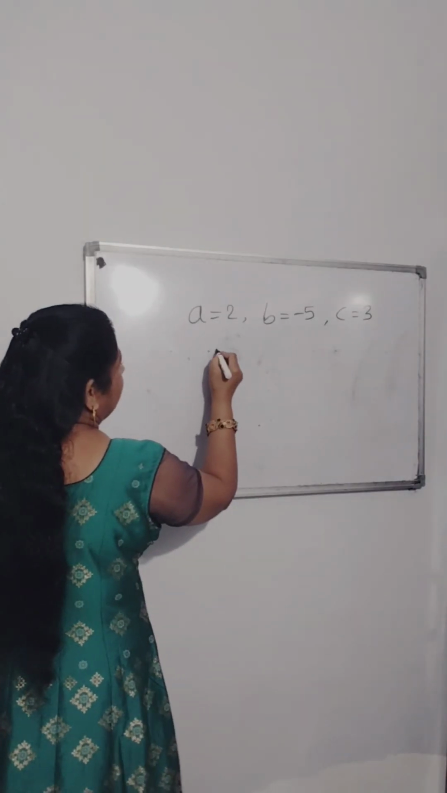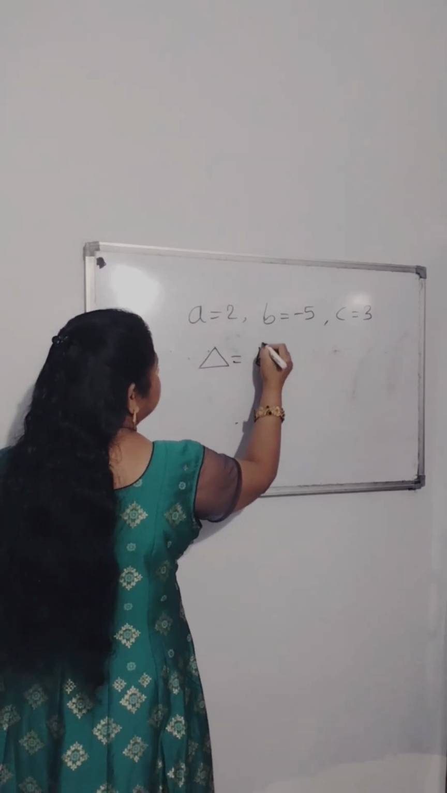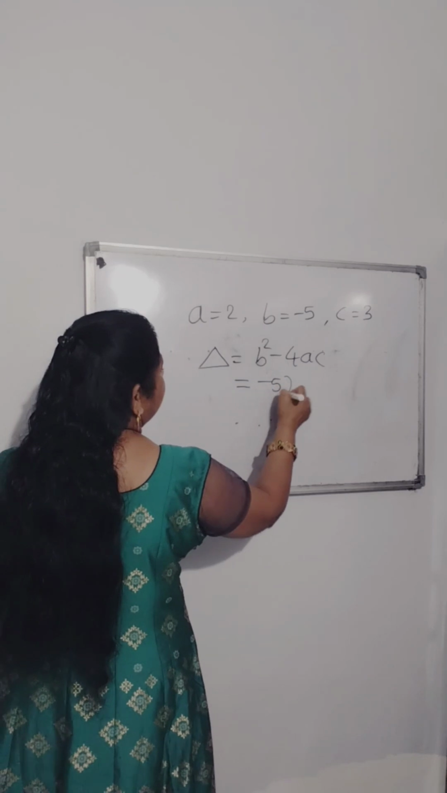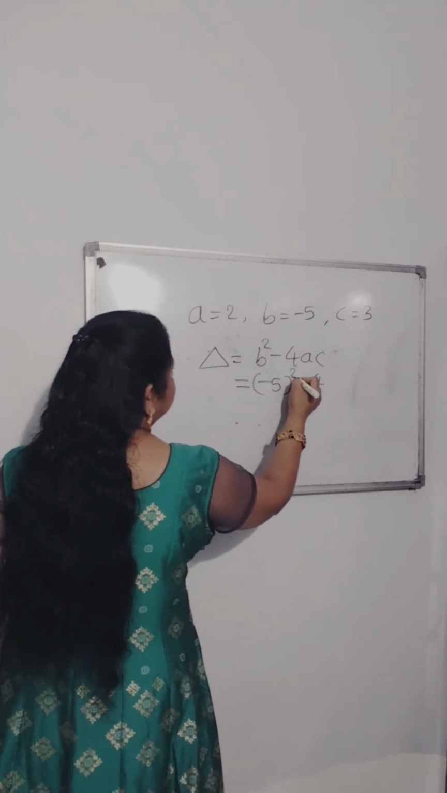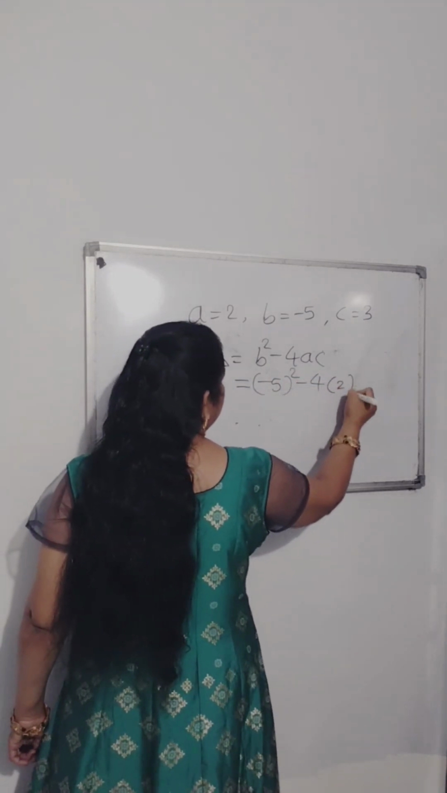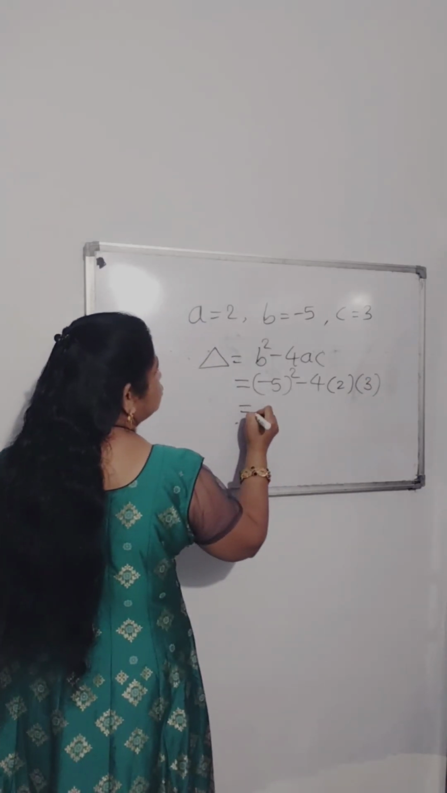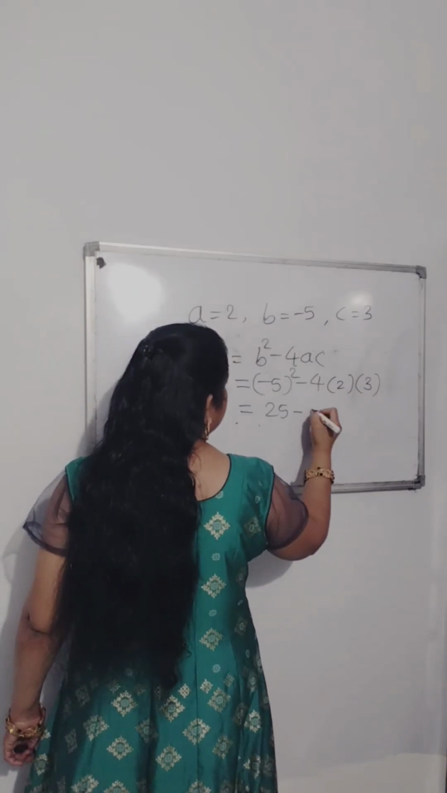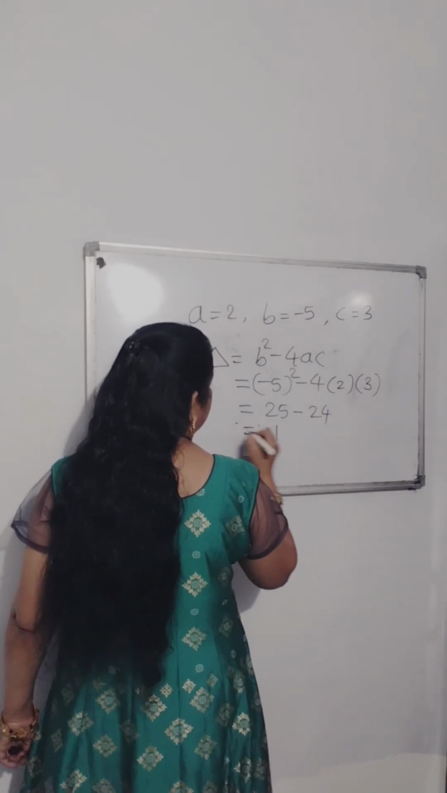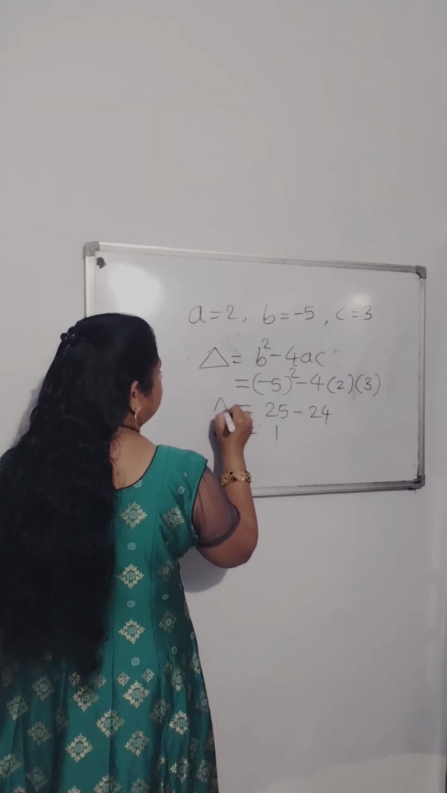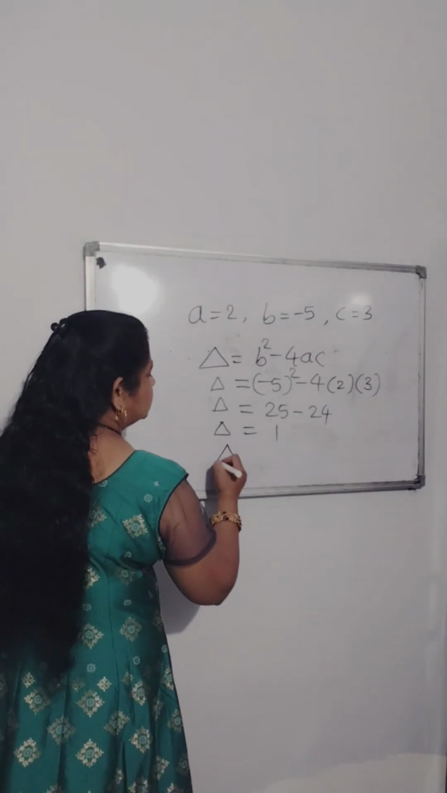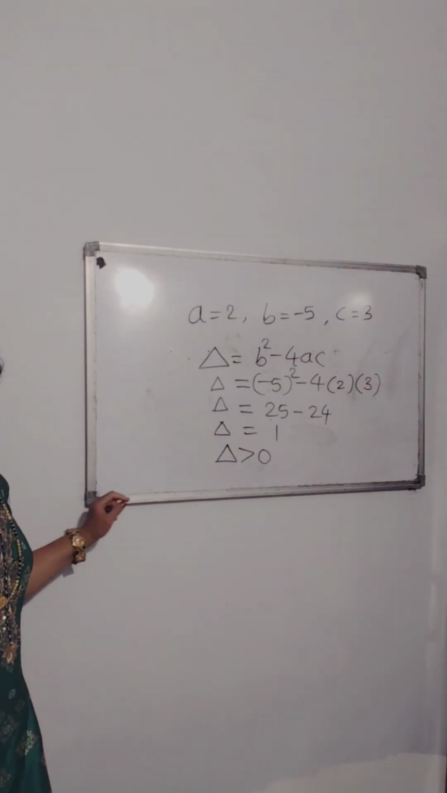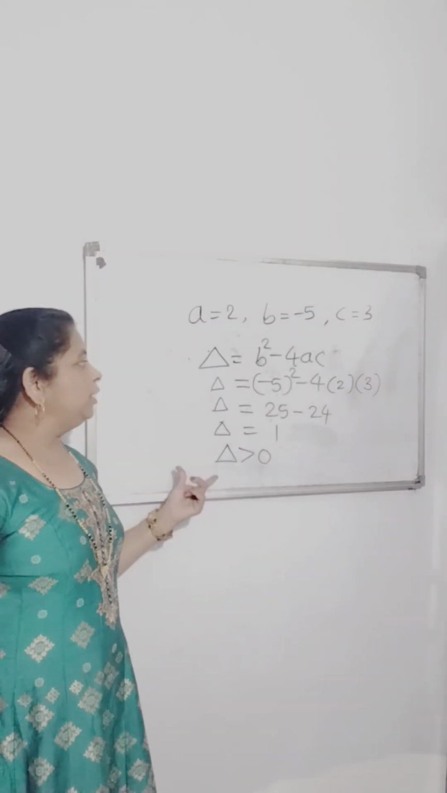Now we find delta here. The value of delta is b square minus 4ac. So b is here minus 5, so we do the square of minus 5, minus 4, the value of a is 2 and the value of c is 3. So we get b square minus 4ac as 25 minus 4 2s are 8, 8 3s are 24. So we get the value of delta as 1. Since 1 is greater than 0, therefore delta is greater than 0. Hence we get two real roots.